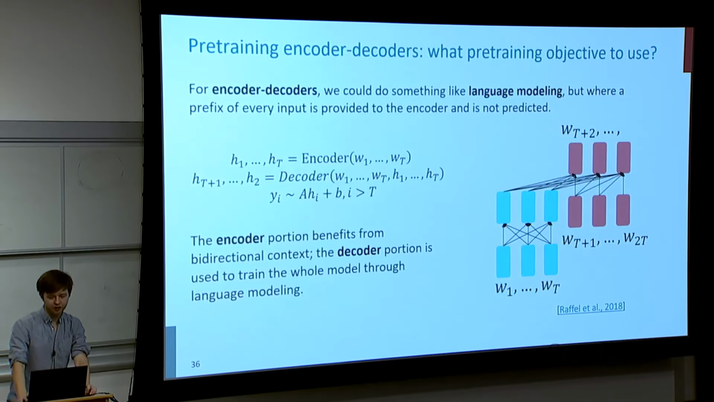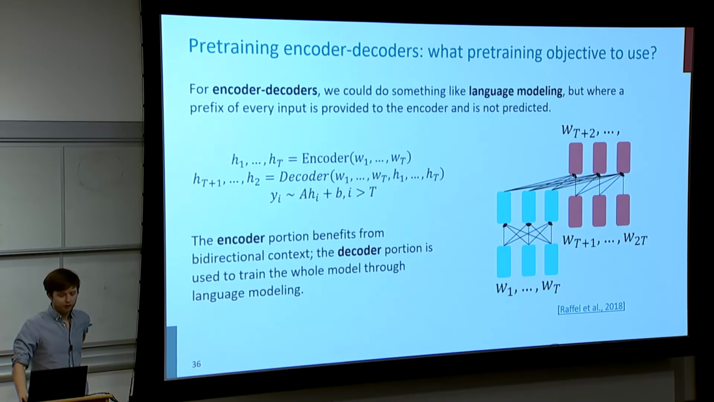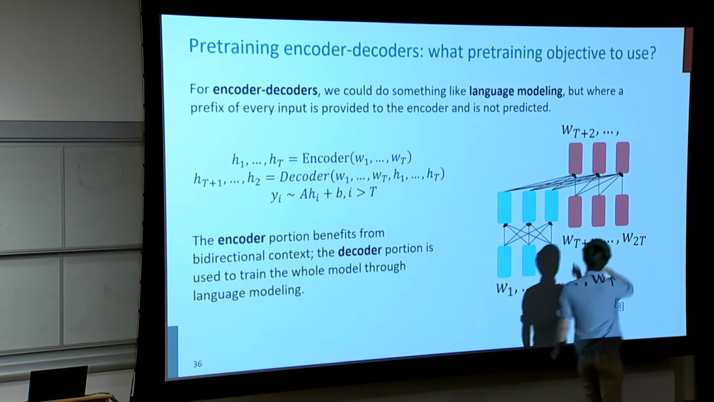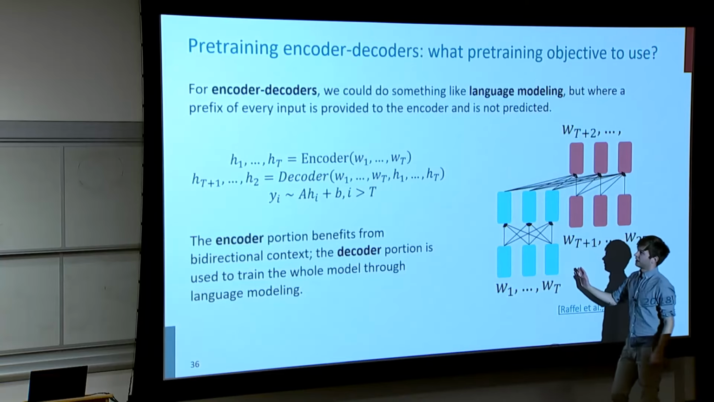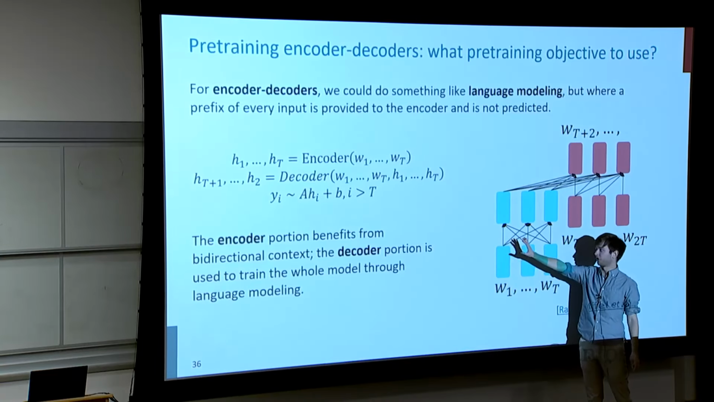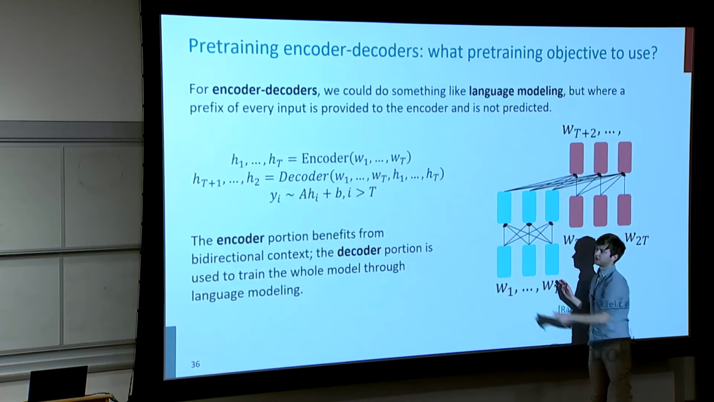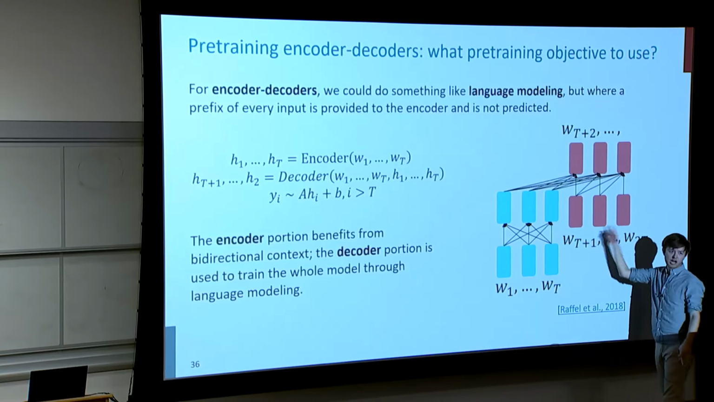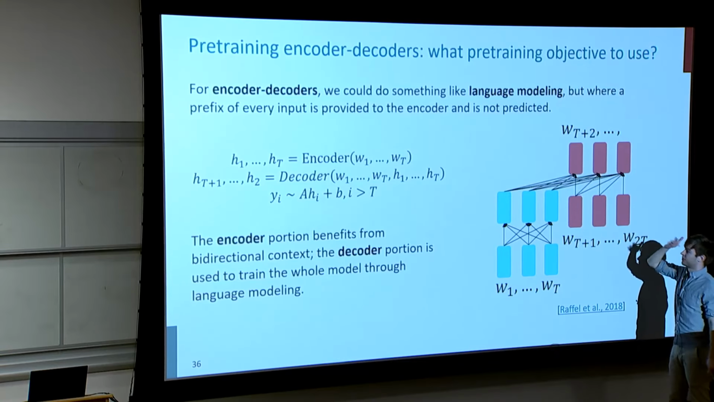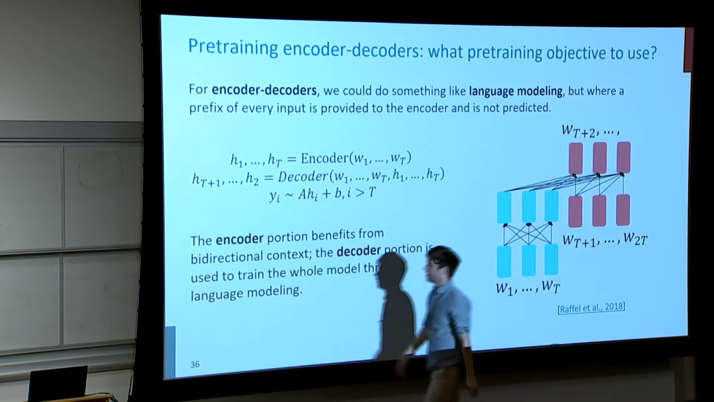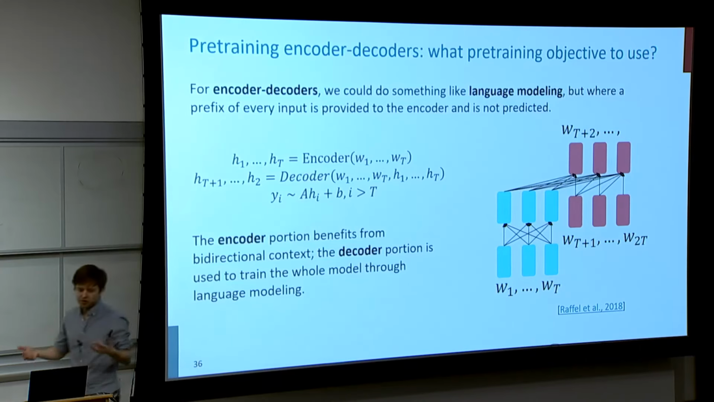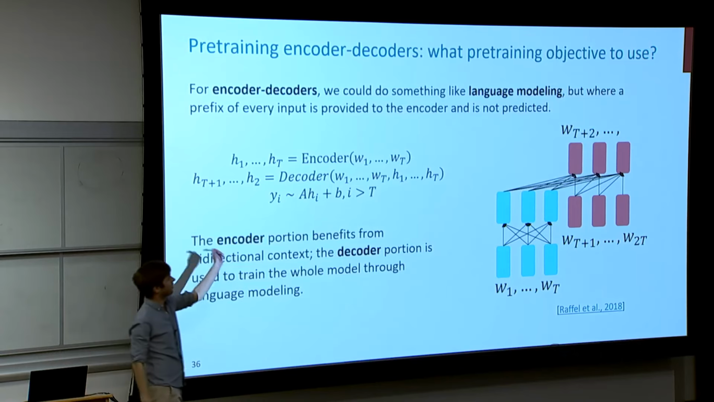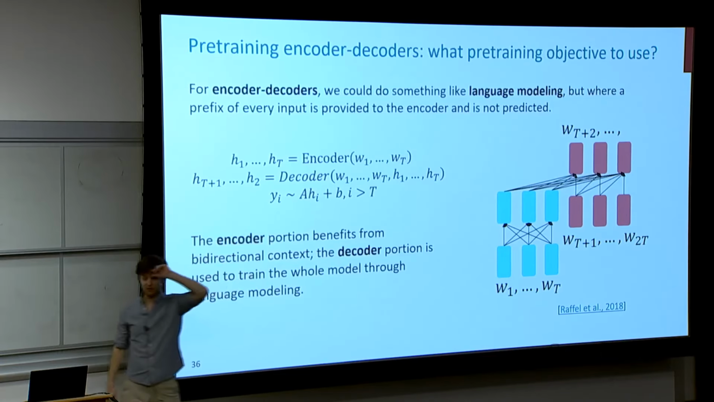OK, encoder-decoders. So for encoder-decoders, we could do something like language modeling. I've got my input sequence here, encoder, output sequence here, and I could say this part is my prefix for having bidirectional context, and I could then predict all the words in the latter half of the sequence, just like a language model, and that would work fine. And so this is something that you could do, right? You take a long text, split it into two, give half of it to the encoder, and then generate the second half with the decoder.